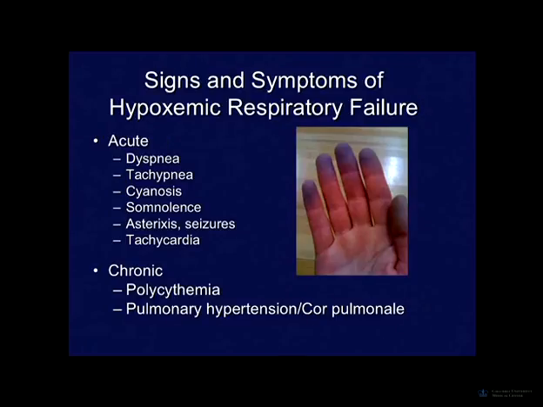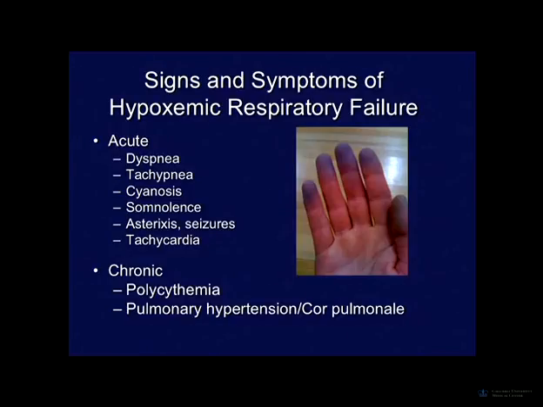As far as signs and symptoms of hypoxemic respiratory failure, in the acute setting, they could be dyspneic, they could get tachypneic, you can see cyanosis where the lips turn blue, the fingers may turn blue, they can start to get more somnolent. You may see asterixis, where the hands are kind of flapping and they lose their attention. You say maintain your hands like this, and they maintain it, but then they forget, and it drops. So you can see that. They can seize, you can be tachycardic.